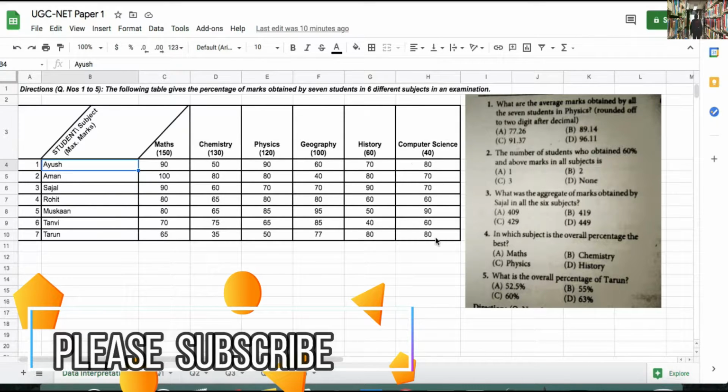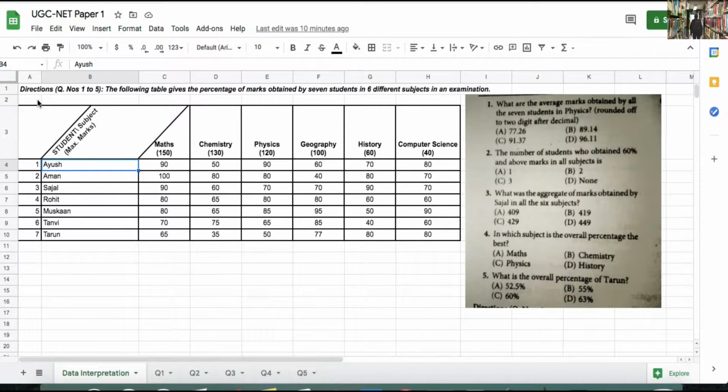And the question is right in front of your screen. First of all, let us read the question very carefully. The following table gives the percentage of marks obtained by 7 students in 6 different subjects in an examination. So there are 1, 2, 3, 4, 5, 6 subjects and 7 students.